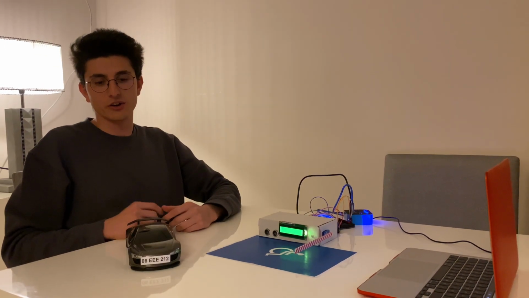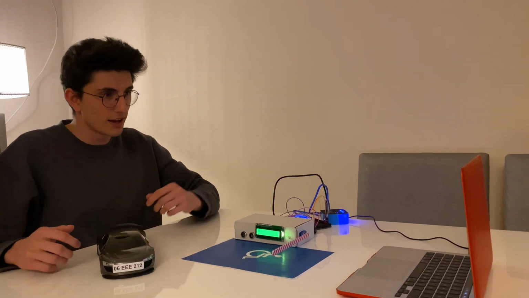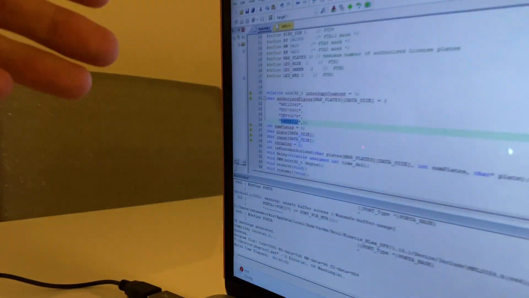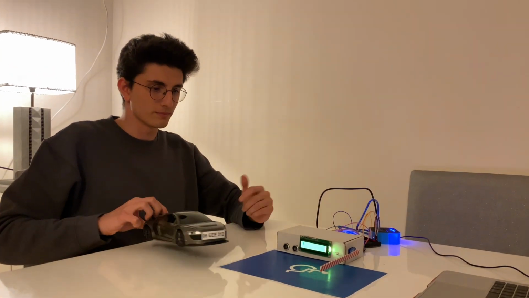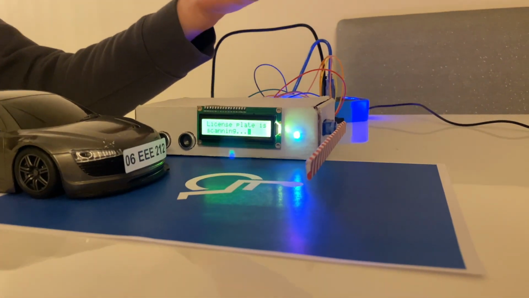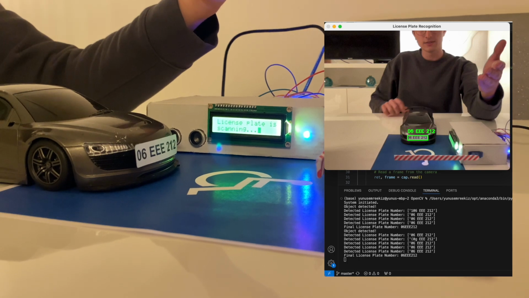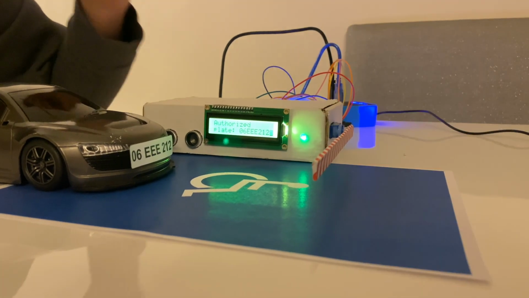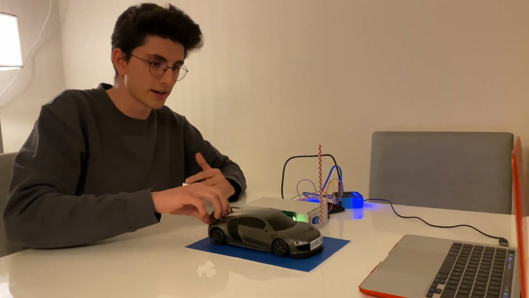For the first scenario, we have an authorized license plate, which is 0638212, and it's included in the authorization list, as you can see here. So let's see what happens when we try to park this car. At first, the ultrasonic sensor initiates license plate recognition, and it happens accurately. It displays the license plate and says the barrier is opening, allowing the car to park in.